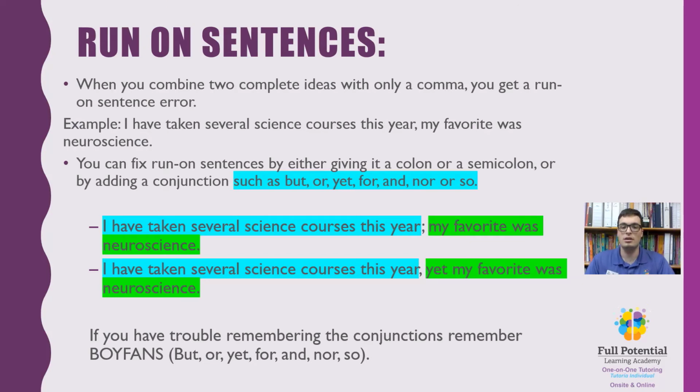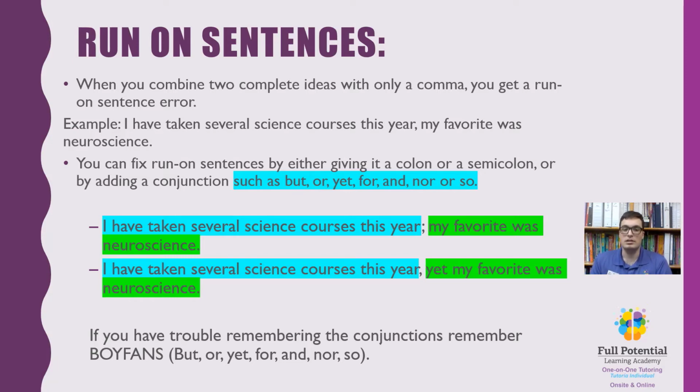Run-on sentences. When you combine two complete ideas in a sentence and only separate them using a comma, you have a run-on sentence error. You see this in the example below. I have taken several science courses this year, my favorite was neuroscience. This is wrong, since we essentially don't have a breather between the sentences and ideas, so we have a sentence that essentially keeps on rambling. You have a combination of sentences that just ramble and ramble and ramble.